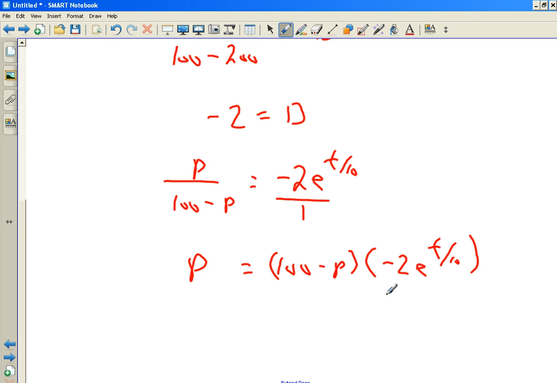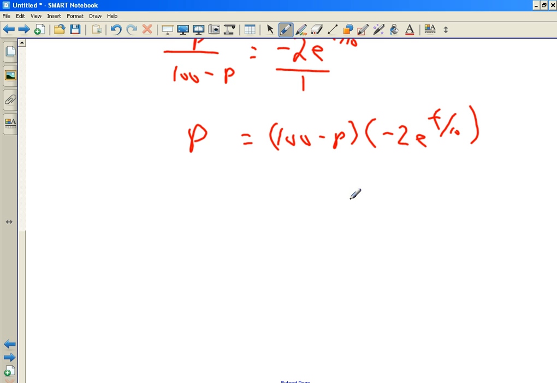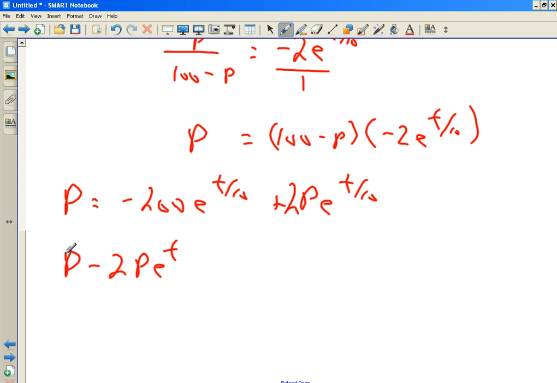Okay, well, that didn't help. I want to get p alone, right? What are you going to do? Distribute. Okay, so p equals, let's distribute this over this. Negative 200 e to the t over 10. And a negative times a negative is a positive, 2p e to the t over 10. Now what? Get all the p's together, right? So subtract this from both sides. p minus 2p e to the t over 10 is equal to negative 200 e to the t over 10.